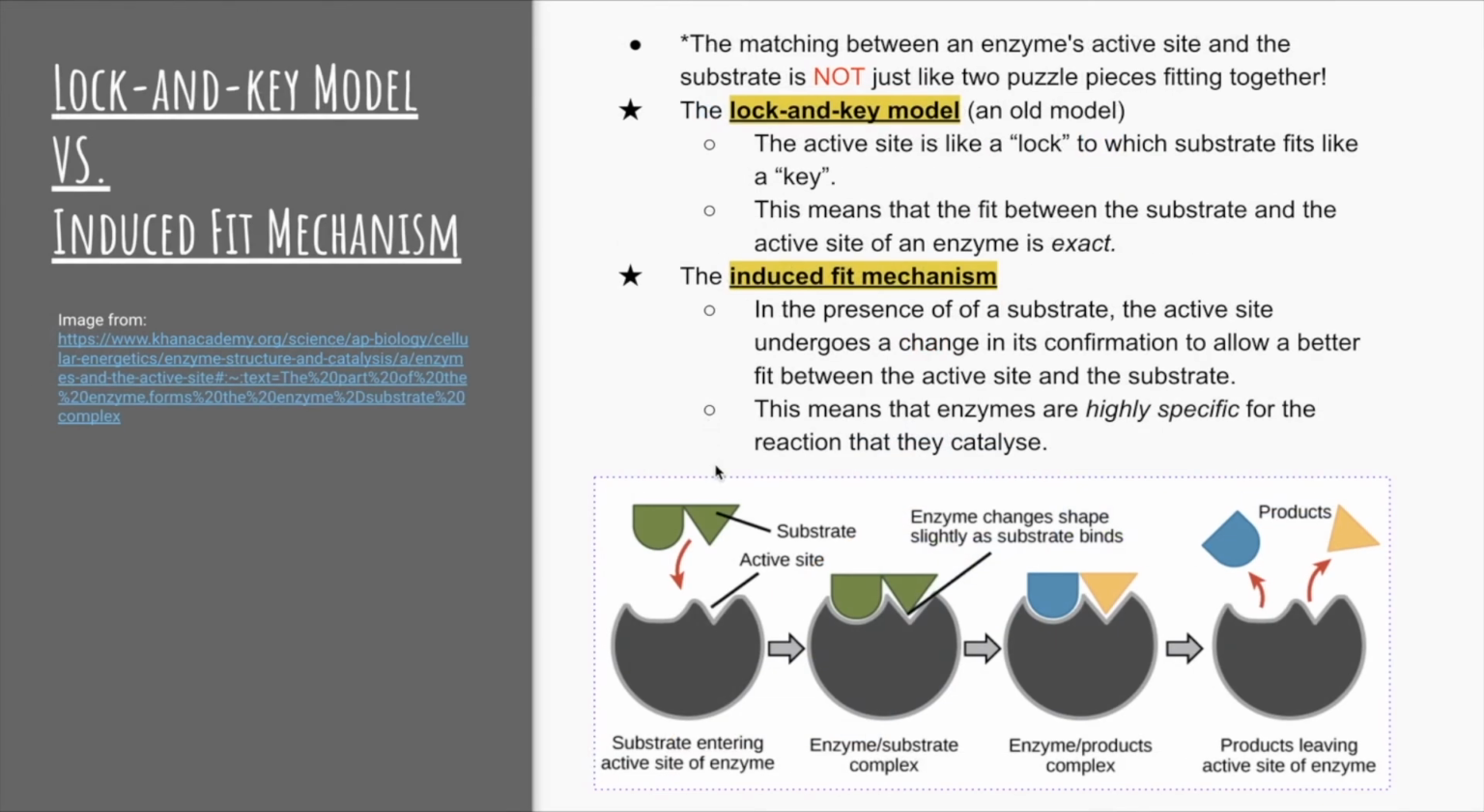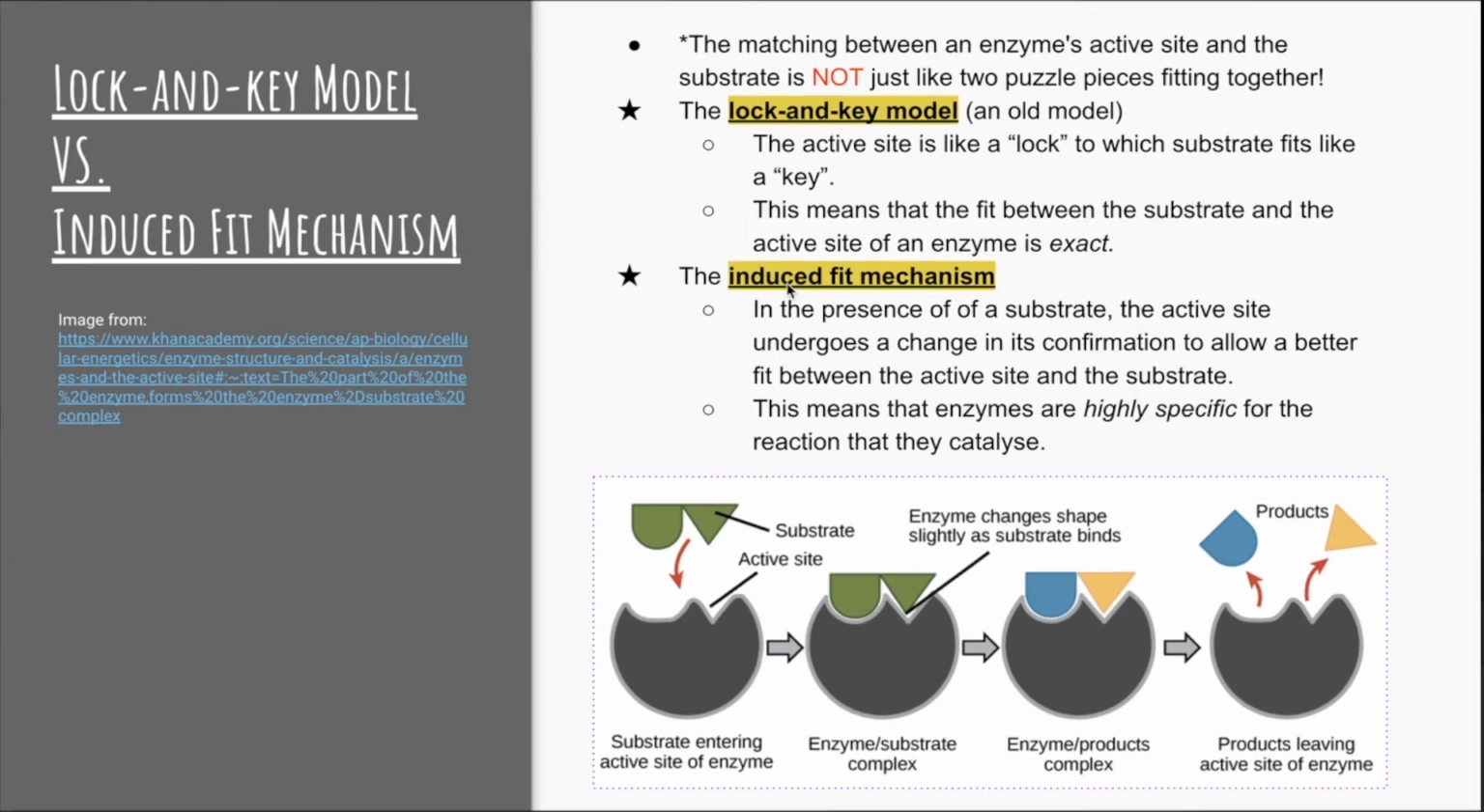The last thing I want to cover is the induced fit mechanism. Scientists used to think that enzyme binding works like a lock and key, but actually it doesn't work like two puzzle pieces fitting together. Lock and key is the basic idea that the substrate fits exactly with the active site of the enzyme, but the induced fit mechanism explains how the substrate enters the active site, changing the shape of the enzyme slightly so that it fits even tighter with the substrate. So, in conclusion, the induced fit mechanism is newer and is a better represented model.